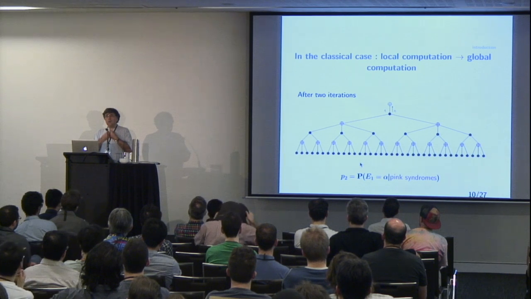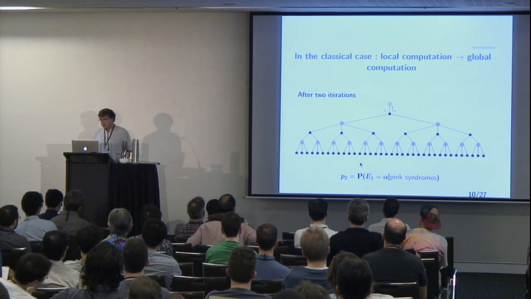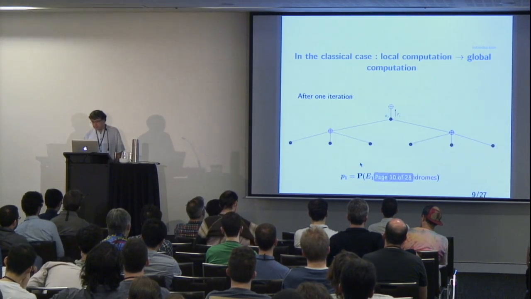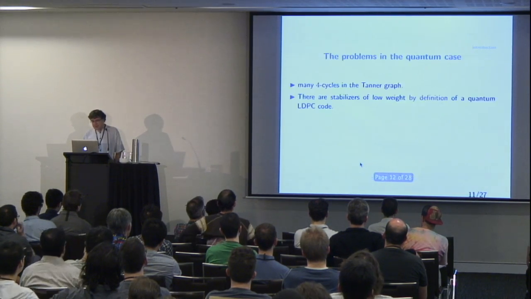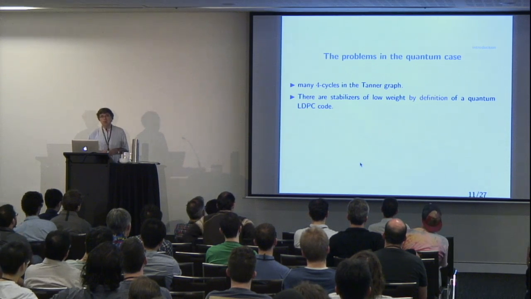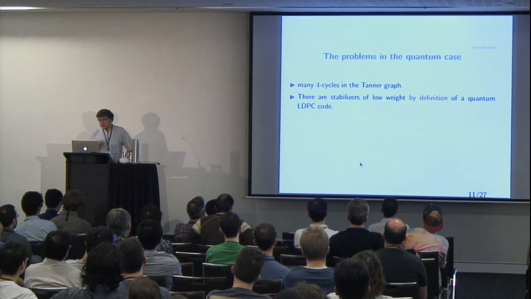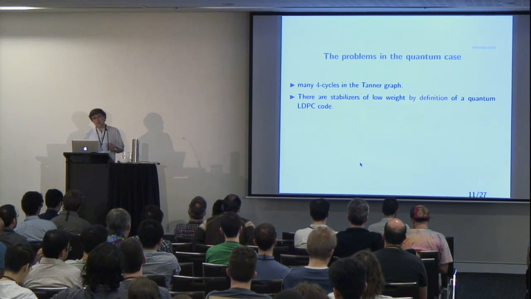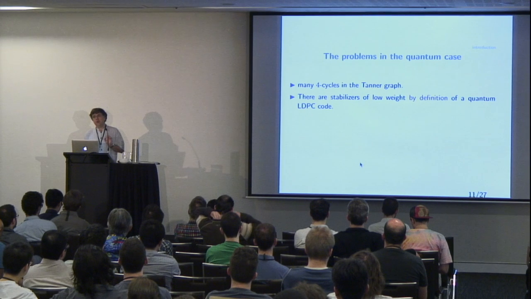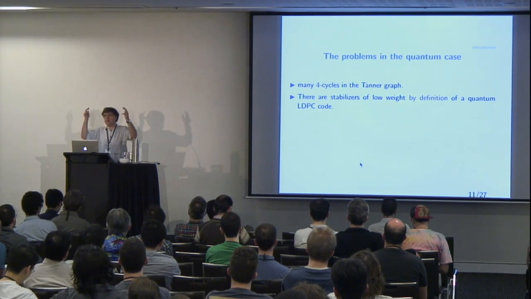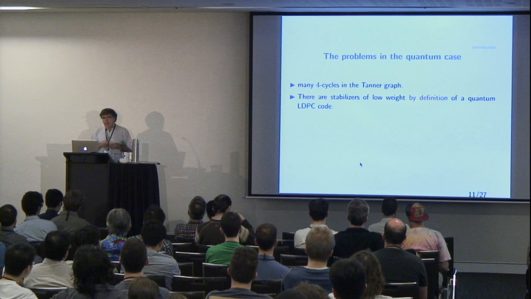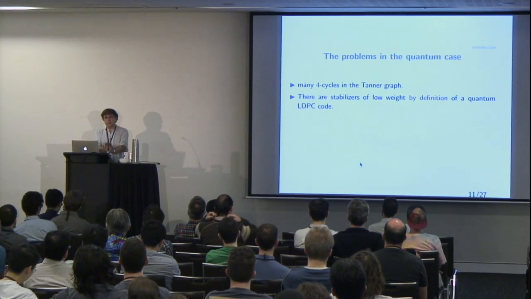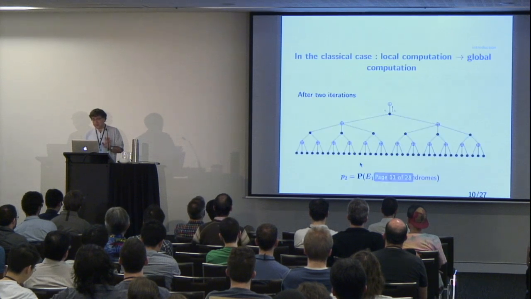And now, what is the problem in the quantum setting? Why does this simple algorithm not work at all? Well, basically, there are two problems. The first problem is that in order to perform this calculation exactly, you need a tree, just because you need independent information. Well, in the quantum setting, forget about having a tree. Why should you forget this?